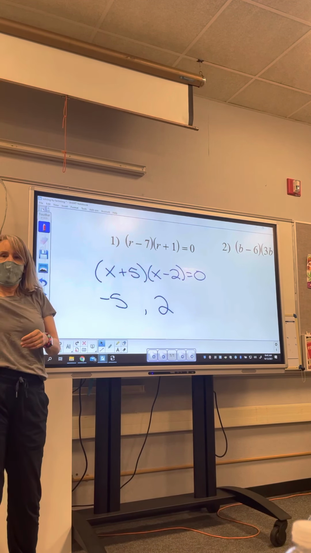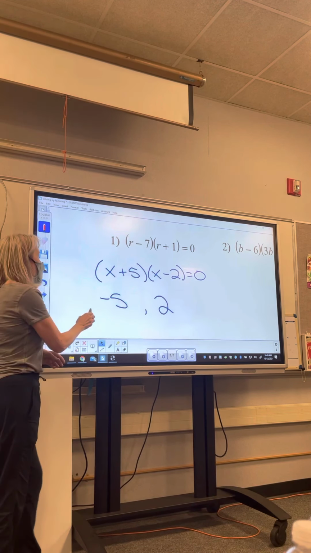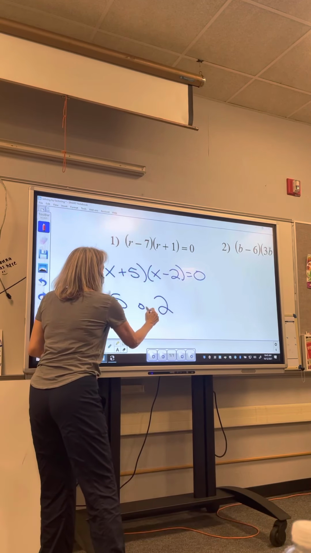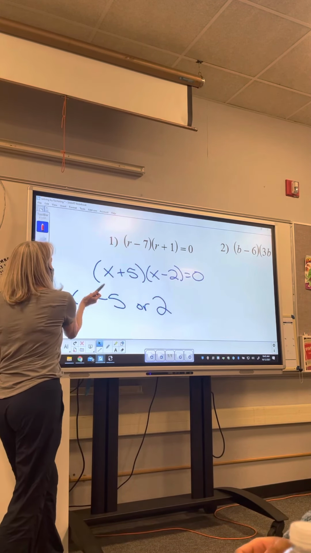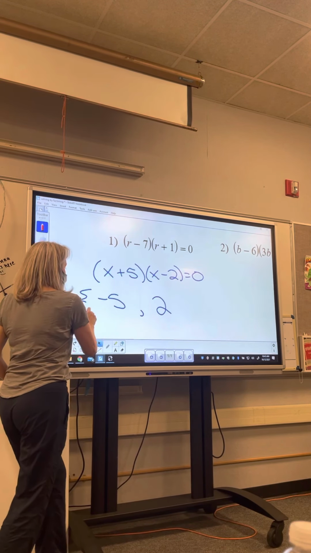So, how do I write my answers? Couple ways. Okay, you got to put your mouse back up. Yeah, like that. So, one way is you could do this. X equals 5 or 2. You could do it like that. Or you could get kind of tricky. You could do these little brackety things, like this.